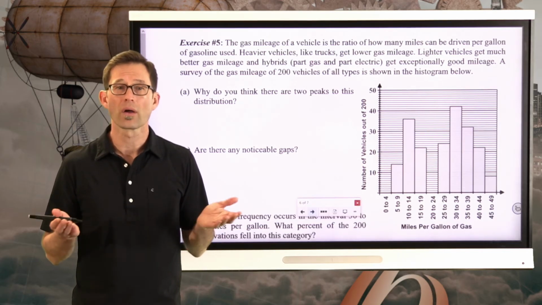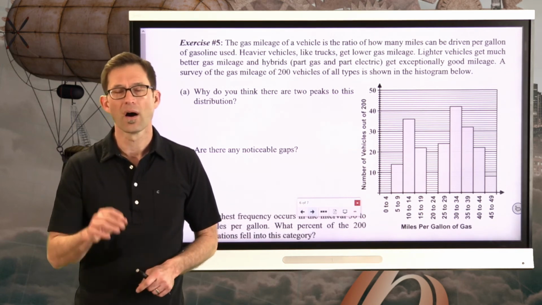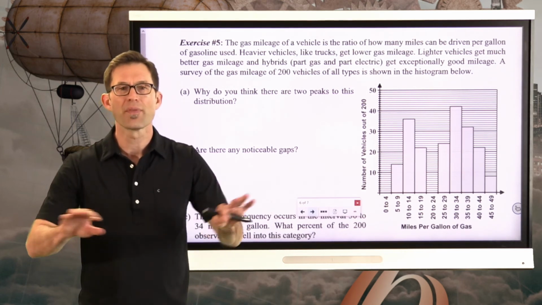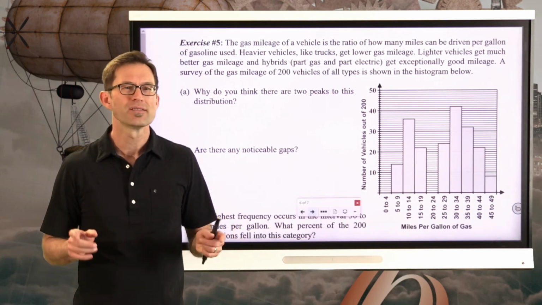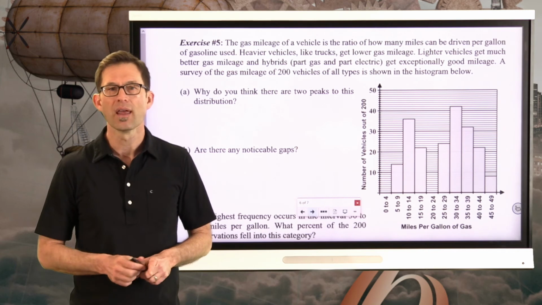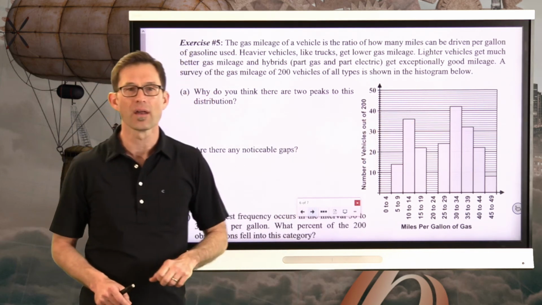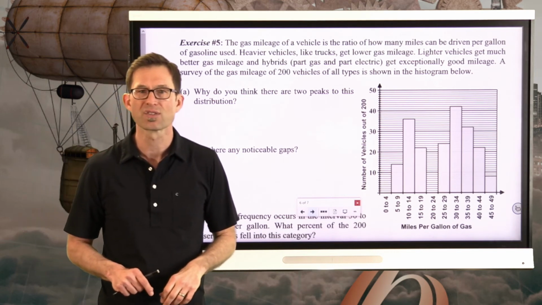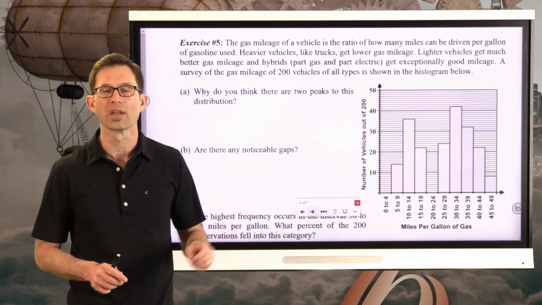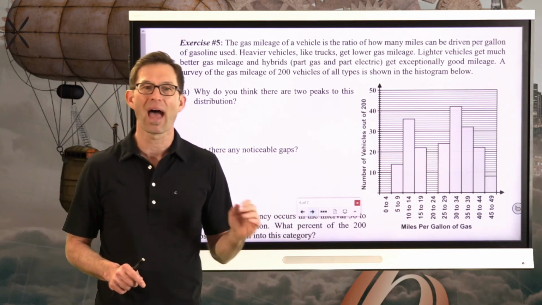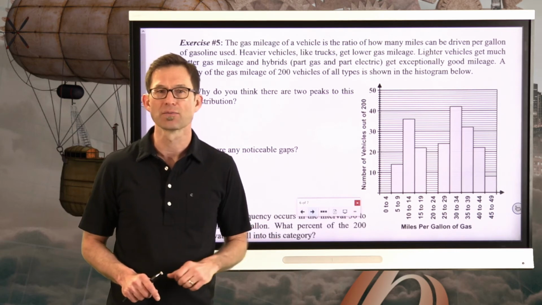Statistics is all about context, all right? In many other fields of mathematics, you have a context, but then you try to strip that context away and answer questions purely with math. Statistics is almost the opposite. In order to answer this question about the mathematical display of data, we have to think about the context, which was that we took a survey of 200 vehicles that included both trucks that get kind of bad miles per gallon and cars that get pretty good miles per gallon.